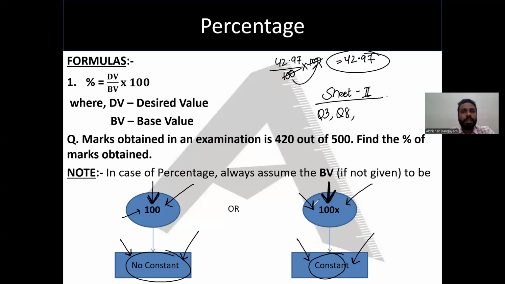If it is clear, let's go ahead. Read question number 10 once, quickly justify 100 or 100x. Question number 10, same sheet, it's a 100x. Question number 11, same sheet, it's a 100. Question number 1, same sheet, it's a 100x. Right? So you're getting it, where to take 100 and where to take 100x. I hope you have clarity about it.